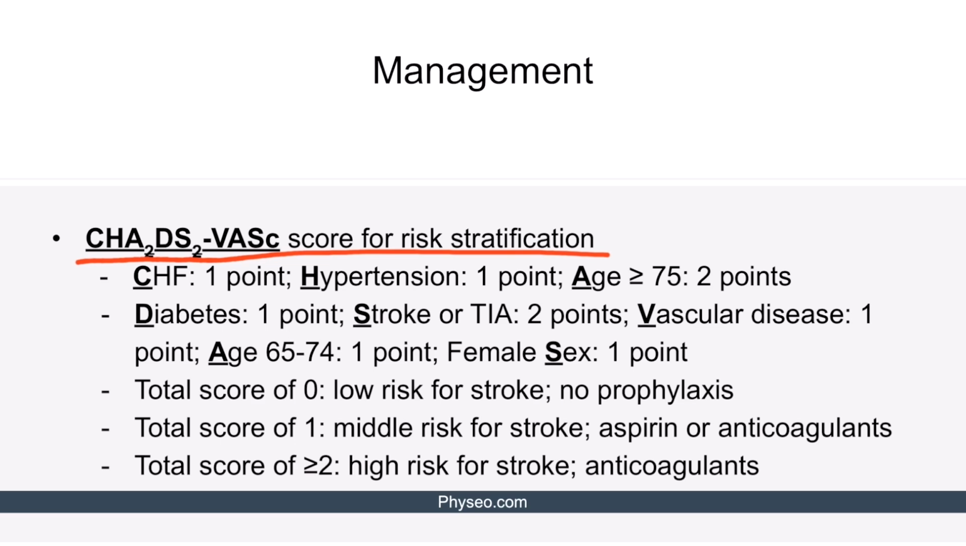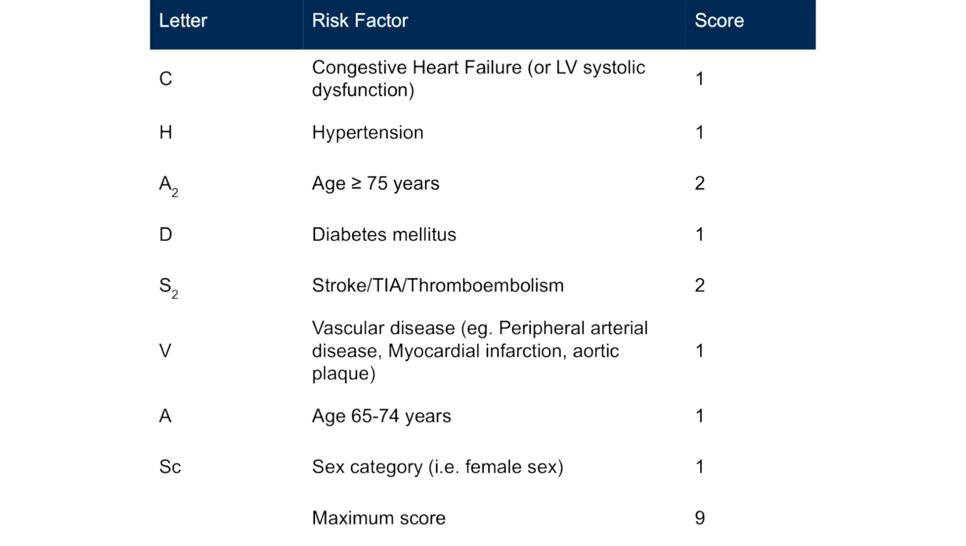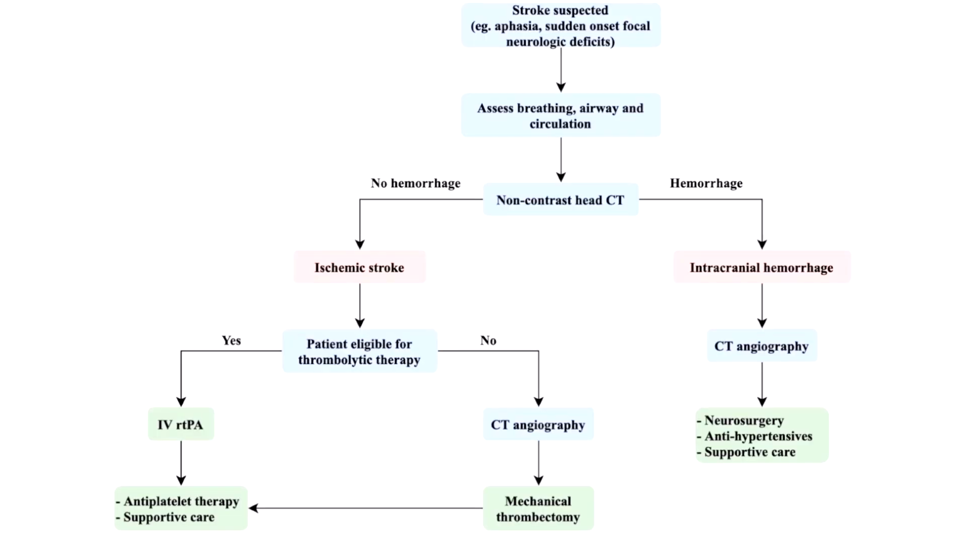If the total score is 0, then the patient is at low risk for stroke, and he or she does not end up getting prophylaxis. If, on the other hand, the total score is 1, then the patient is in the intermediate risk group for stroke. He or she needs an aspirin or anticoagulants like warfarin, direct thrombin, or factor Xa inhibitors. Finally, if the total score is greater than 2, then the patient is at high risk for stroke and he or she needs anticoagulants. Let's take a look at this algorithm summarizing the immediate management for stroke.